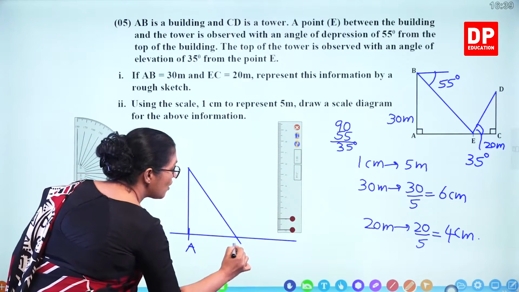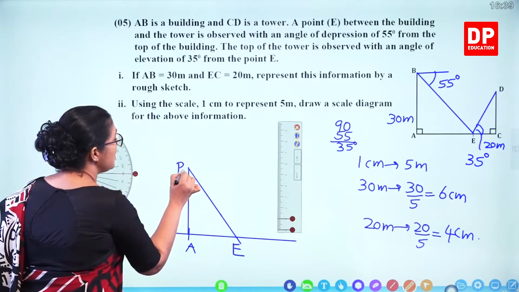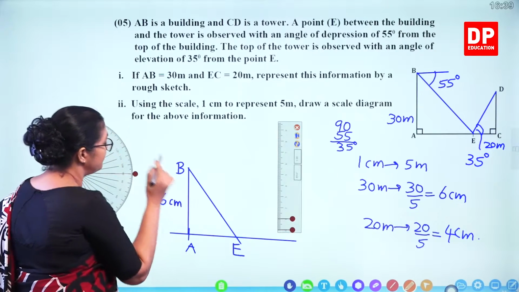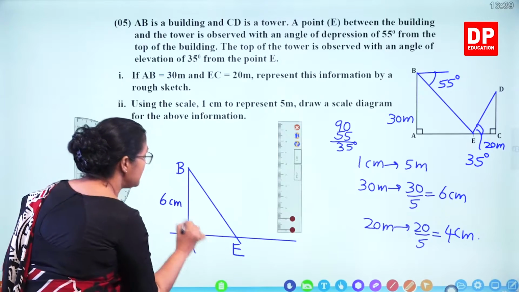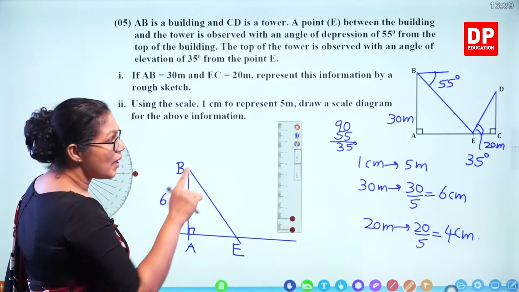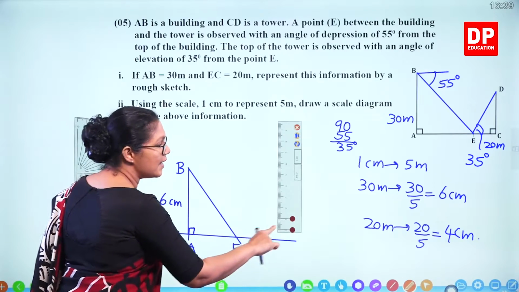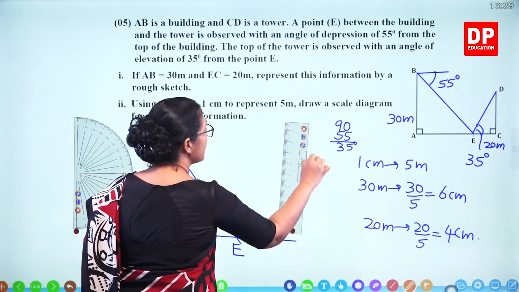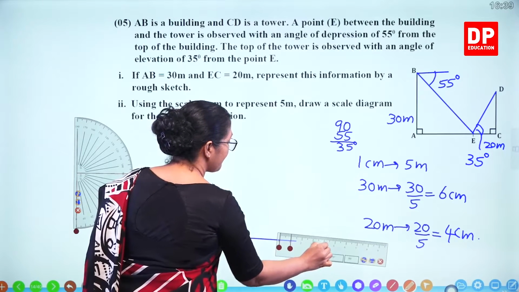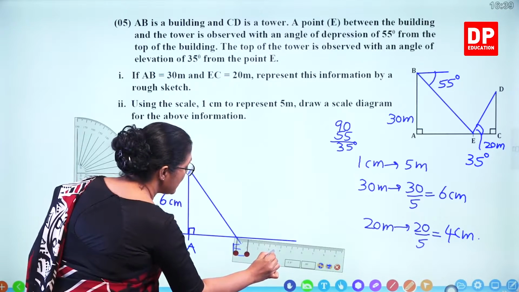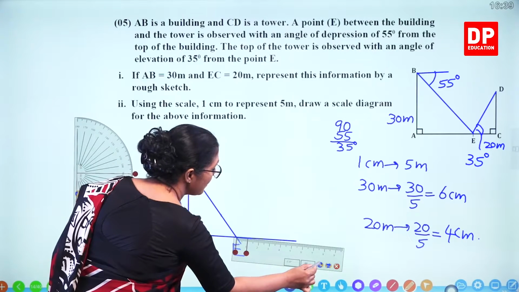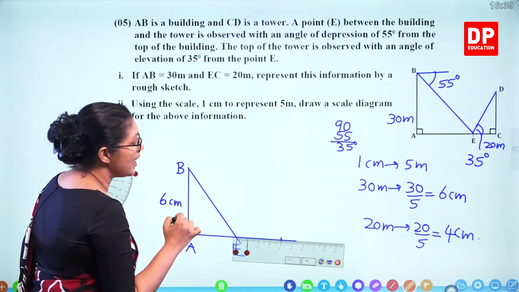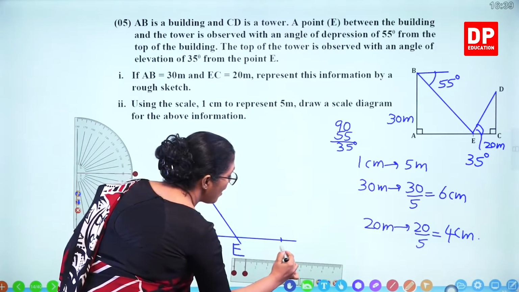So we'll mark it now. This is E and this is B and we took 6 centimeters here. Now what's the next one? This is 90 and the next one is 20 meters from here. 20 meters means 4 centimeters. So we can take the ruler and measure 4 centimeters from here. 1, 2, 3, 4. So this is the other point C. We can mark C here.